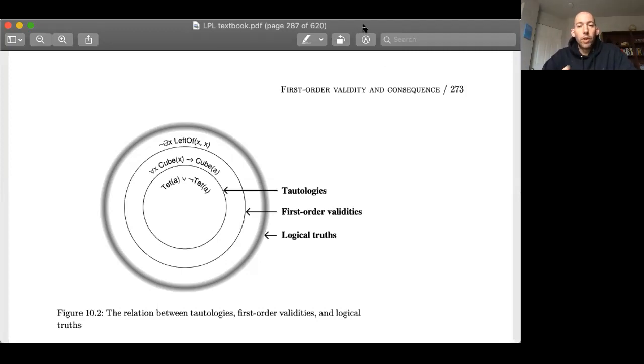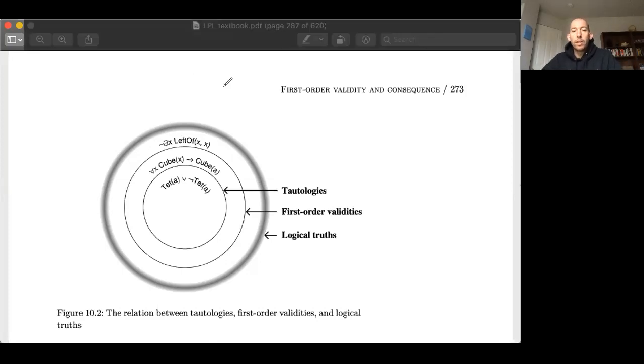In addition to looking at this third level, I'm also going to use a new method called the replacement method to be able to check between the logical truth and the first order validities. But first, let me walk through the difference here.